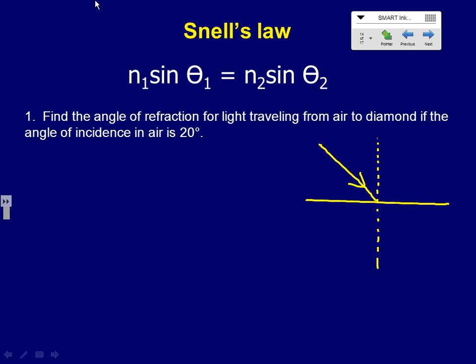Now, you could call the angle an angle of incidence, but notice I just use 1s and 2s. And that actually makes it simpler. This angle coming in, it says that the angle of incidence is 20 degrees. So I'm going to just write 20 degrees in there.